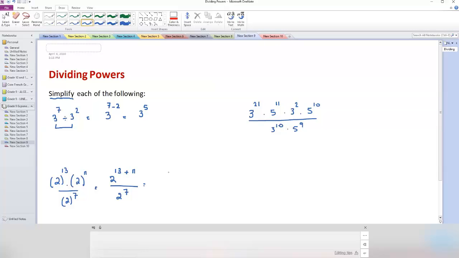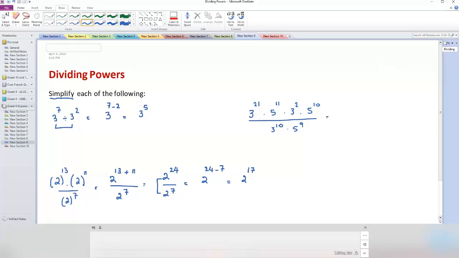So 13 plus 11, that means I have to the power of 24. Divided by 2 to the power of 7. Here, since it's division, and since it's the same base, that means 2 to the power of 24 minus 7. And 24 minus 7, that means I'm going to remove the 4, it's going to be 20, and I remove another 3, so it's going to be 17.